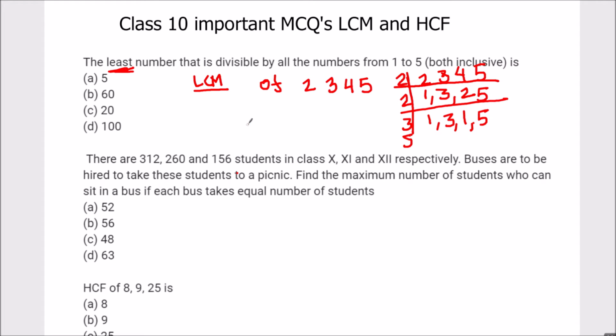So the LCM will be 2 times 2 times 3 times 5. So 2 times 2 is 4, 4 times 3 is 12 and 12 times 5 is 60. So 60 is going to be our right answer. So the answer is option B, which is 60. Let's move on to the next question.